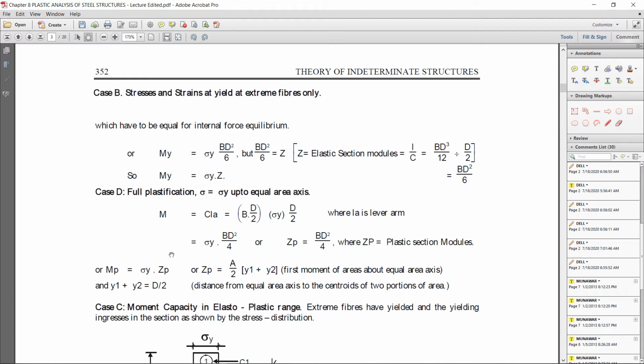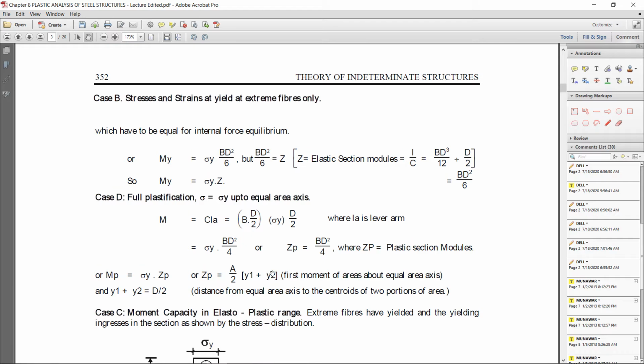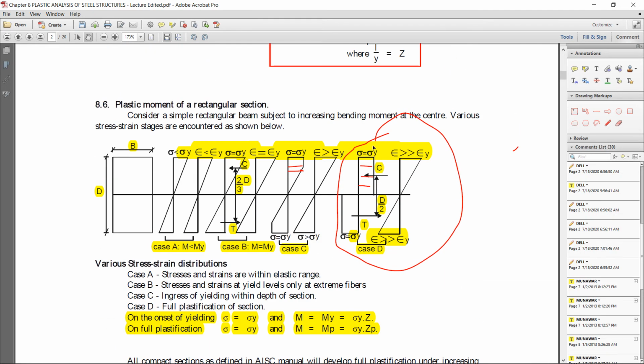We can write this formula in the first moment of area form also. Mp is equal to sigma y Zp. Zp can be written in the first moment of area form as A by 2 for the upper portion, half area into y1 plus half area into y2. That means the upper area is multiplied by its lever arm y1 from the center of the section, and for the bottom, A by 2 is multiplied with y2, the lower lever arm.